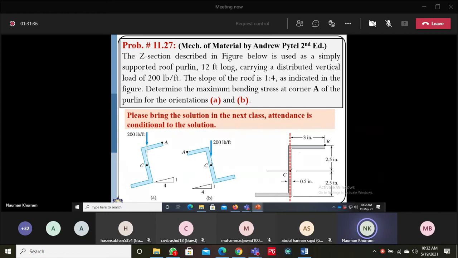There is another practice problem, you need to solve it yourself. I have taken this problem from the book Mechanics of Materials by Andrew Pytel, second edition, and that is problem number 11.27. An angle section whose dimensions are given is used as a purlin. This section is used as a purlin which is simply supported and has a length of 12 feet, and it is subjected to a UDL, or uniformly distributed load, of 200 pounds per foot. The slope of the roof is given as 1 in 4, 4 horizontal and 1 vertical.